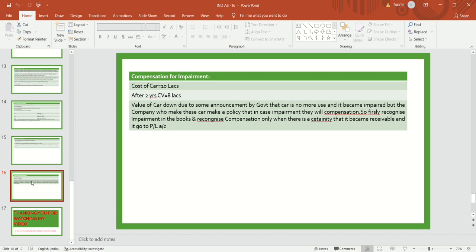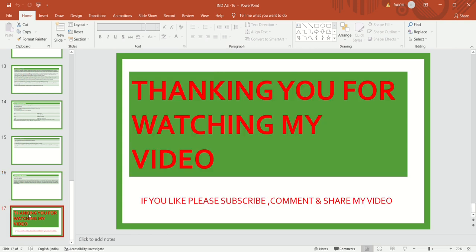So firstly, recognize impairment. The company will recognize impairment in the books because the government has banned the car. The company will make a provision for impairment in the books. The company will recognize compensation only when there is a certainty that it becomes receivable. Go to the P&L account.